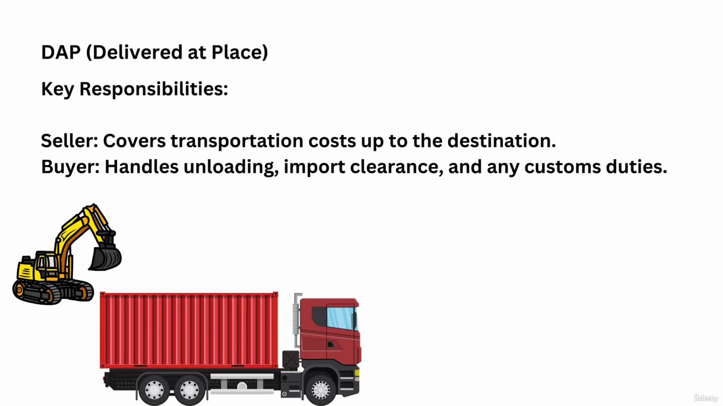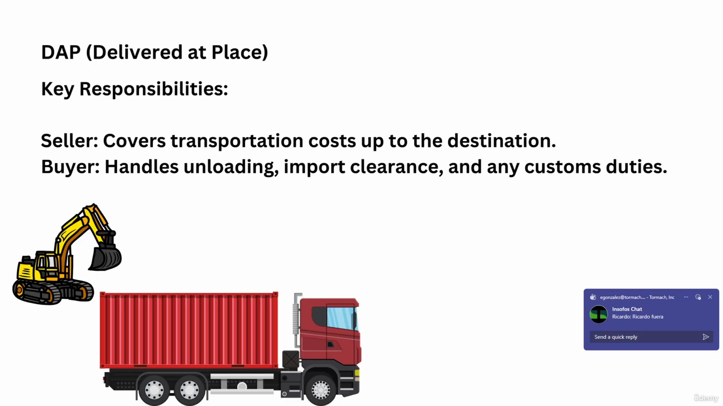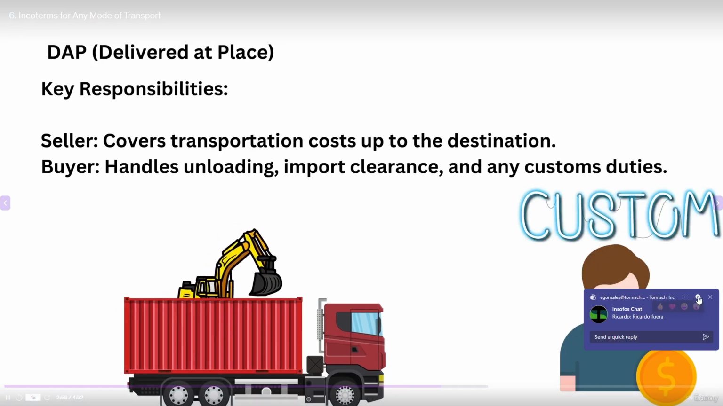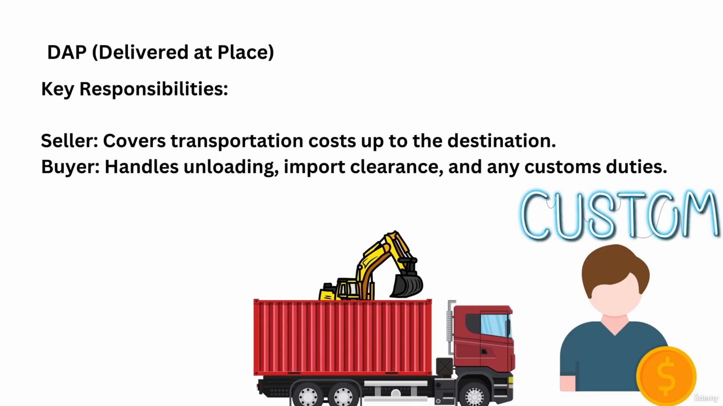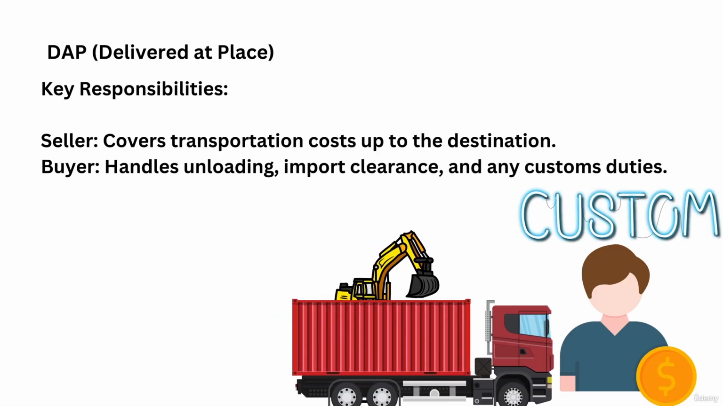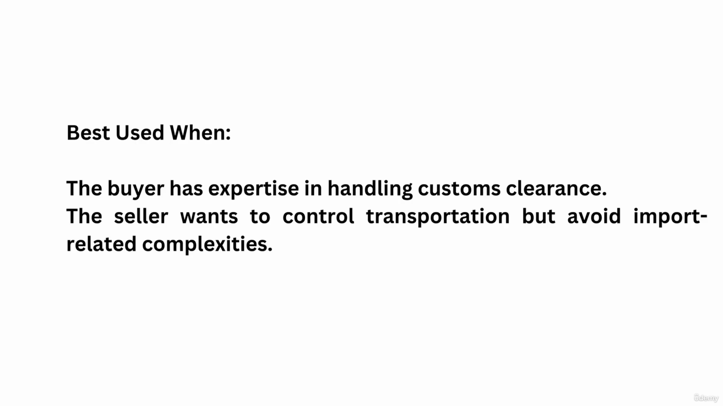Imagine a company in Germany selling industrial machinery to a buyer in India under DAP New Delhi. The seller arranges transportation and ensures the goods reach New Delhi, but the buyer must unload the machine and handle Indian customs duties. Best used when the buyer has expertise in handling customs clearance and the seller wants to control transportation but avoid import-related complexities.